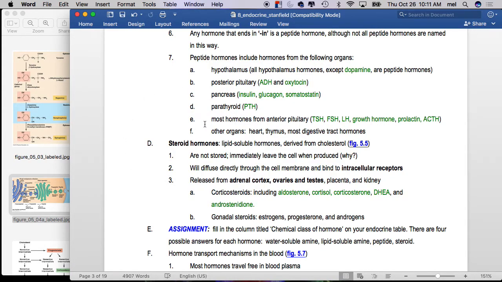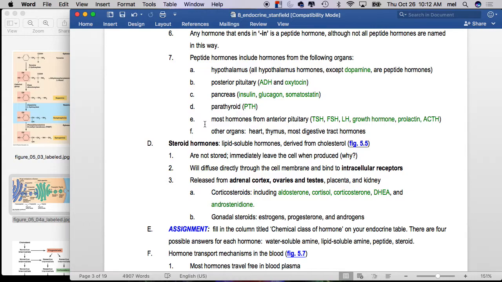Pancreas releases 3 hormones. 2 of them are named properly, and one of them is just trying to mess with you. Insulin, yes. Somatostatin, and glucagon. Get with the program, glucagon. It ain't gonna. Okay. And then parathyroid hormone, just PTH. It's not named properly. And then most of the hormones from the anterior pituitary. You're going to learn 6, and all 6 of the hormones from the anterior pituitary are peptides, whether they end in IN or not. Okay?